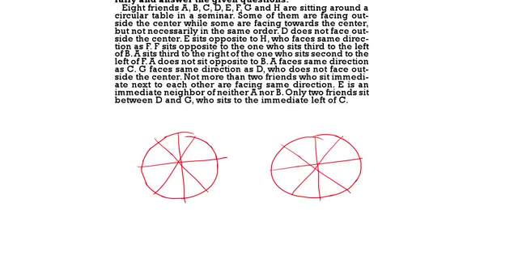Now start the puzzle. See here carefully the puzzle. F sits opposite to the one who sits third to the left of B. So take this as the first point. So write down here B.